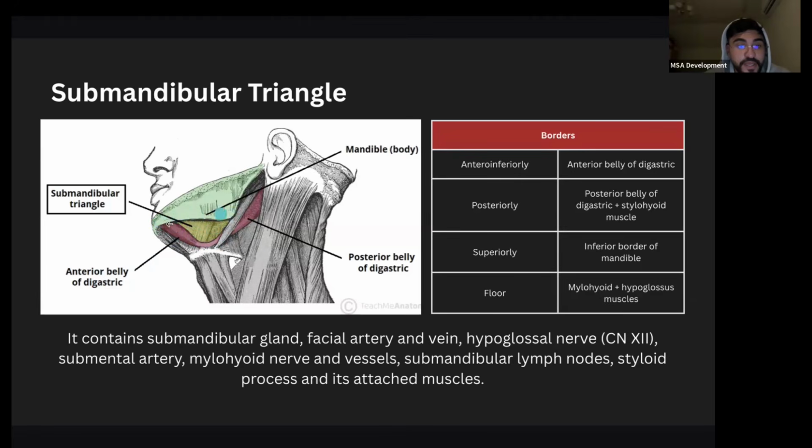Superiorly, you have the inferior border of the mandible. The floor where it sits is going to be the mylohyoid and the hypoglossus muscle. Hence, it has the hypoglossal nerve, right? And then inferiorly, you're going to have the anterior belly of the digastric muscle. And posteriorly, you're going to have the posterior belly of the digastric muscle, right? If you basically know the borders, you're going to be easily able to identify the contents of the submandibular triangle.